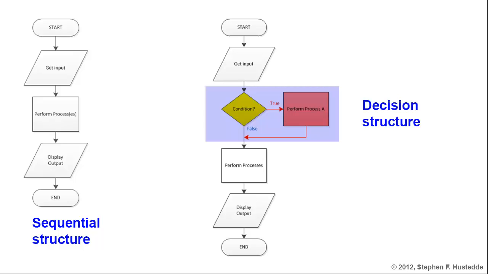What we want to do now is add in another type of structure, which is a decision structure. And here we're asking some question or evaluating some condition, and we have two different branches that our program can take. If the condition is true, we're going to perform process A. If it's false, we're going to skip that process and just go on to the normal process that is performed. This is the very basic decision structure, which as we go through this lesson, you'll see there are other types of structures that are a little more complex than this.